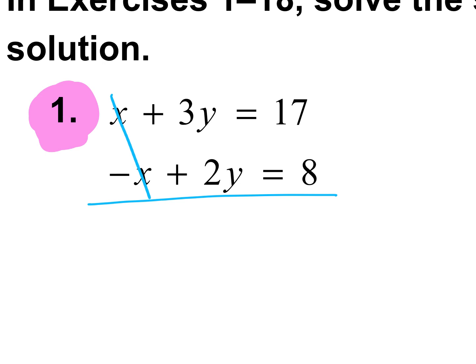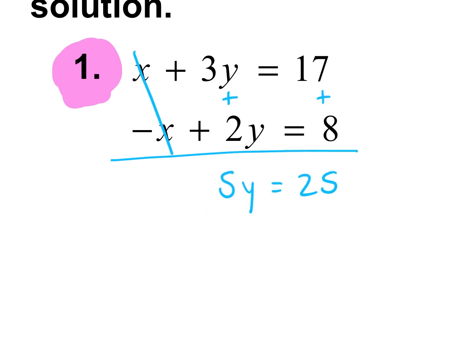That way we don't even have to multiply anything. So then I'm just going to combine my like terms. What's 3y plus 2y? 5y. And 17 plus 8? 25. What would I do next to solve for y? Divide both sides by 5. So what does y equal? 5. Marco, how do I find x?